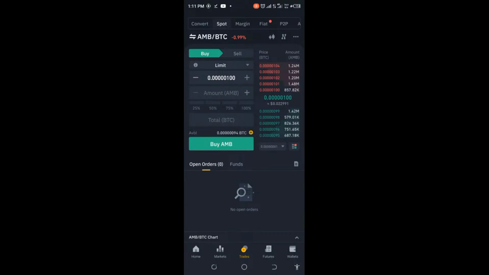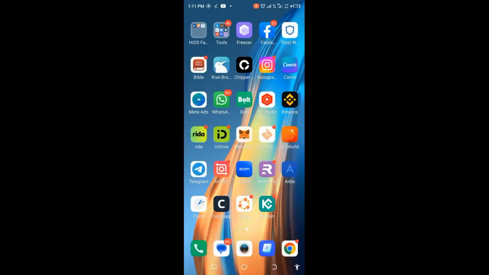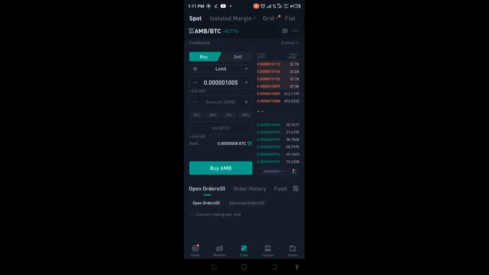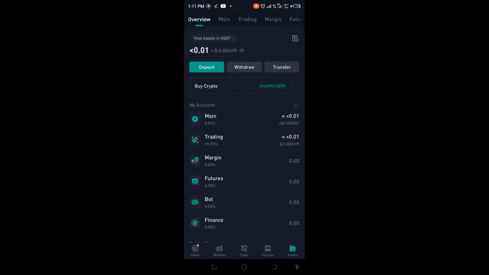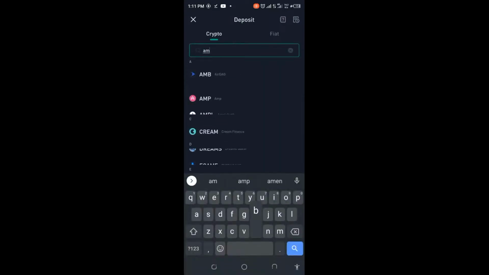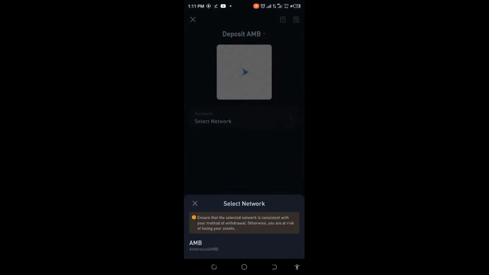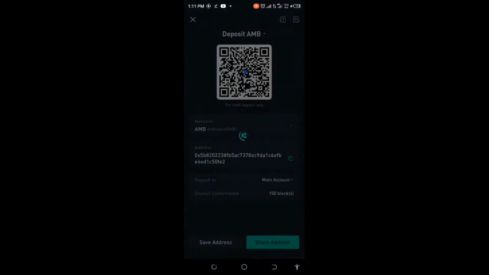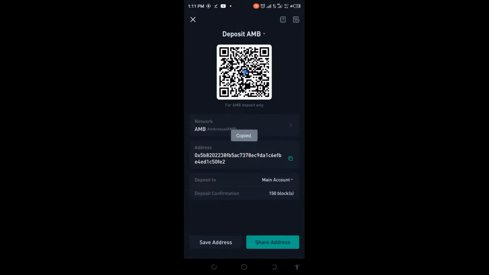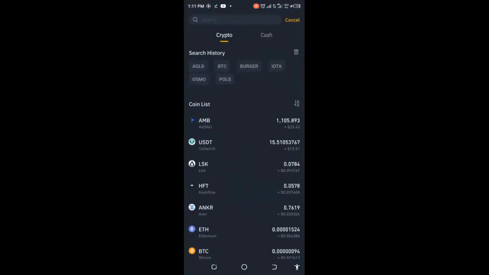Okay, so what we're going to do is go to withdraw. And once we've gone to withdraw, we're just going to get the deposit address from KuCoin. So what's the deposit address? Let's go there, deposit, and we put the AMB there, then we'll copy it. Yeah, that's it. We're just going to have to copy the address. You just see it's AMB, and then make sure it's the same network as the one that you're sending from.